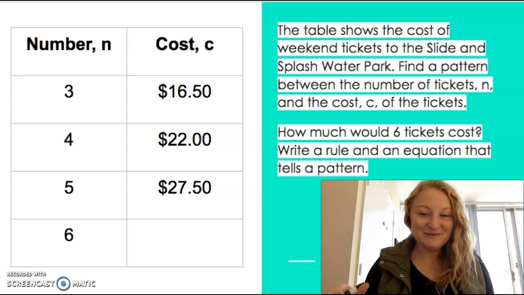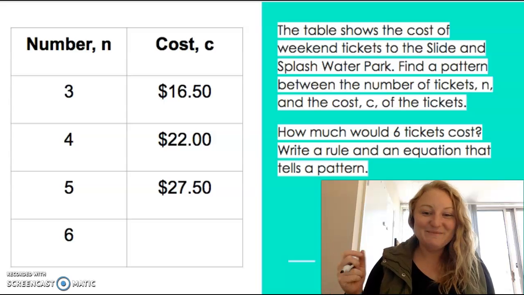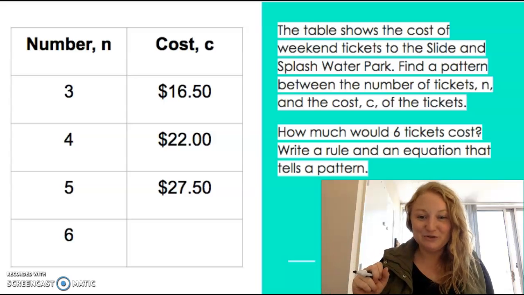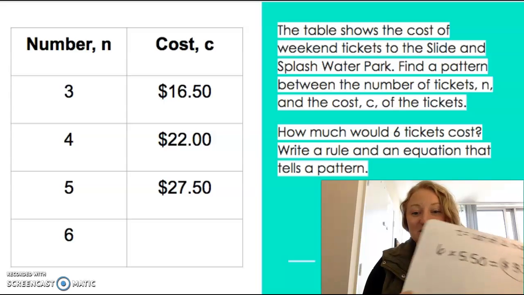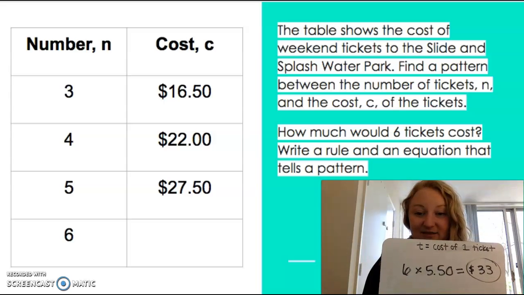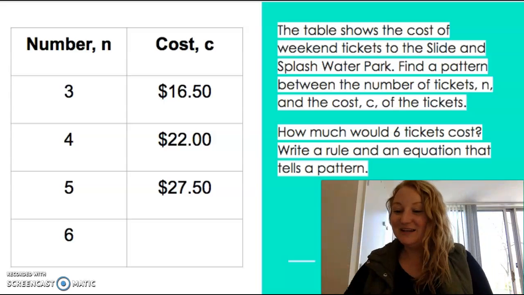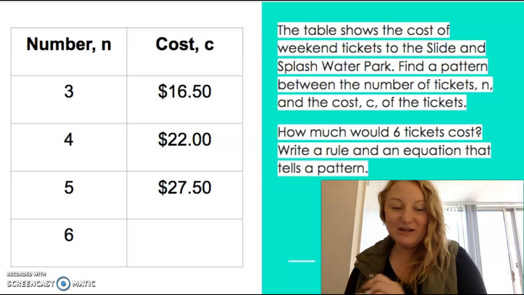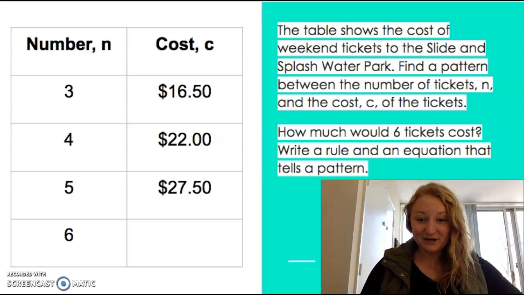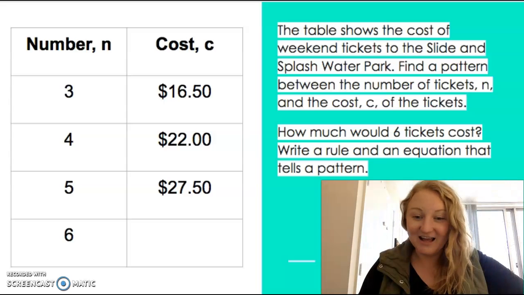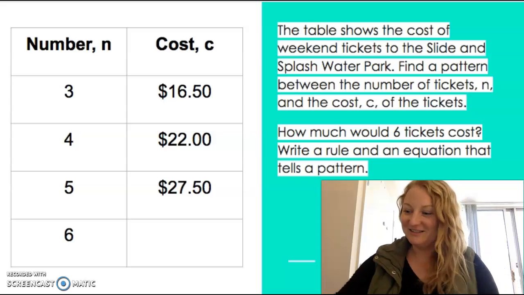You could have used mental math, you could have done the algorithm, you could have done partial product, but no matter what strategy you used, you should have gotten $33 for 6 tickets. And we did that by creating an equation. The number n times 5.50 will give you the cost.